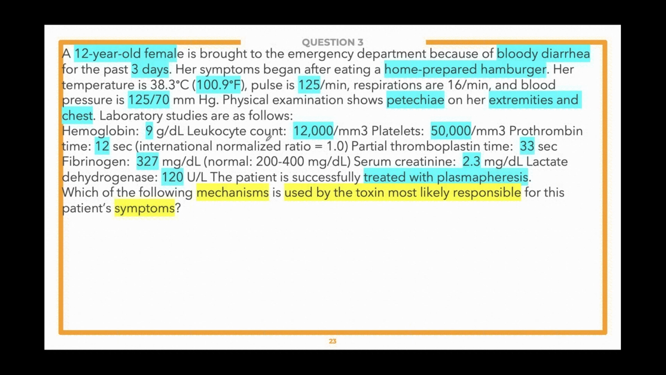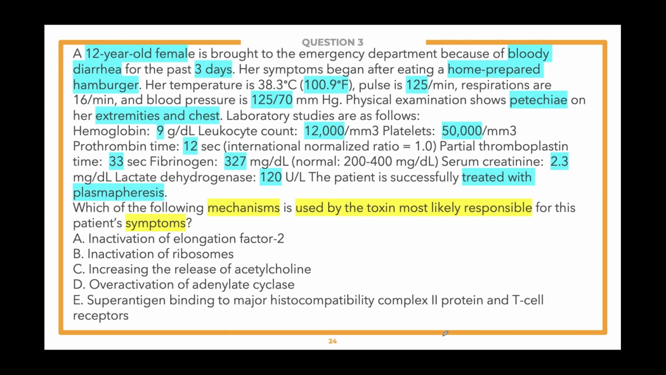So how many steps is this question? Well, one, I think we need to figure out what's responsible for the symptoms. So what's the condition, the diagnosis here? 2, what is the toxin responsible for that? And then 3, what is the mechanism of action of that toxin? So I think we've got a nice 3-step question here. So let's go ahead and take a look at the answer choices. Once again, we will start at the bottom, we'll work our way up to the top.